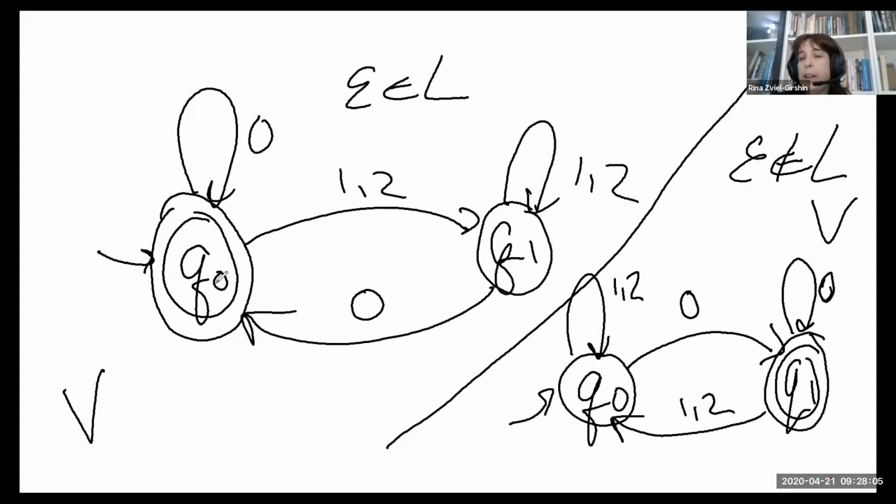But if I get additional input letters, I continue to move from Q0 to Q1 accordingly. And the whole idea is where I will be when I finish. If I finish reading in Q0, then the word belongs to the language of the automaton. If I finish reading the word in Q1, then the word does not belong to the language of the automaton.